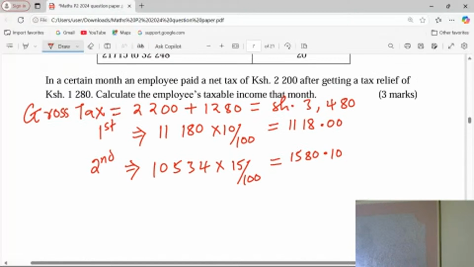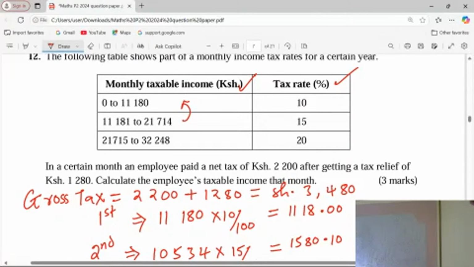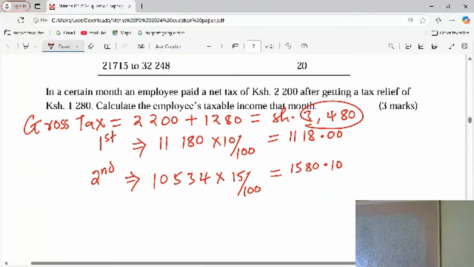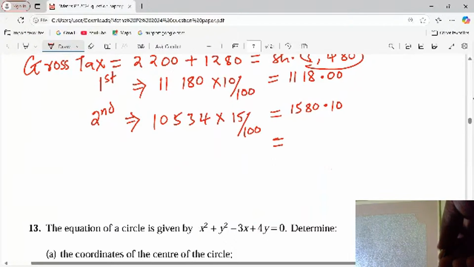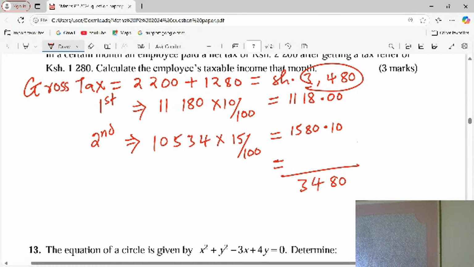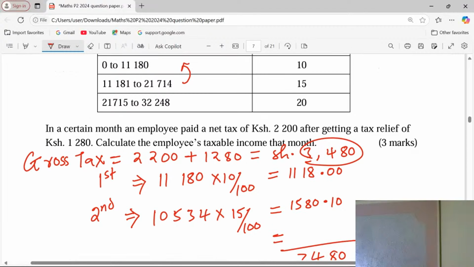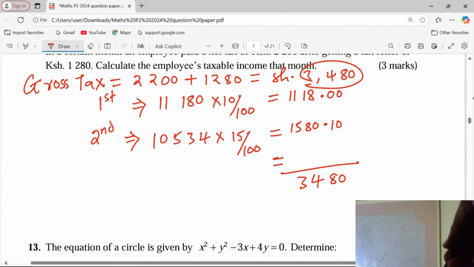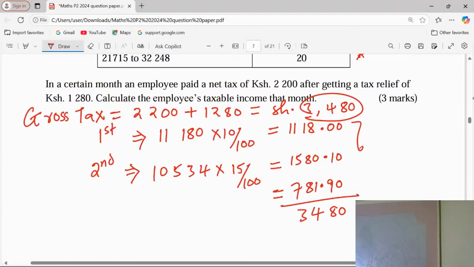Now you can see the taxes are not adding up to 3480. That means there is another amount here to be added so that we may get 3480. There must be an amount that, when added, will give us that, because now we are in the last bracket. So from the last bracket, there is a tax equivalent to 781.90. Add up the three, and we're going to get the provided tax.